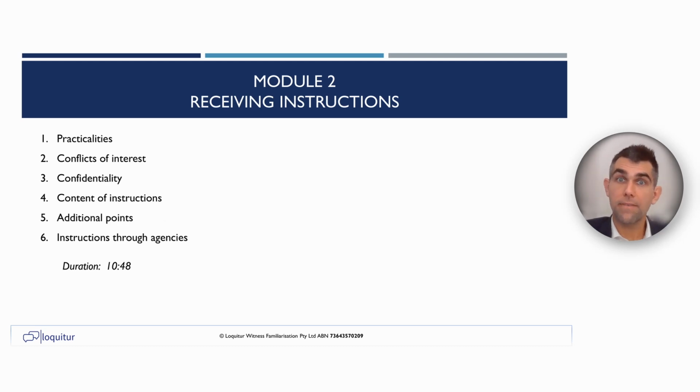So Module 2, Receiving Instructions. This module contains important practical points for you as an expert witness to note when receiving your instructions prior to the actual drafting of your report. We look at the issue of conflicts of interest, including apparent or potential conflicts of interest, and how to deal with these. We also look at several points on the confidentiality of expert witness reports, both in respect to any subjects or individuals named in the report or assessed as part of the report, and also more generally in respect to your client, your instructing solicitors, and the court.